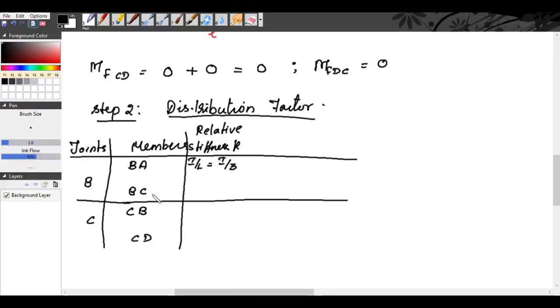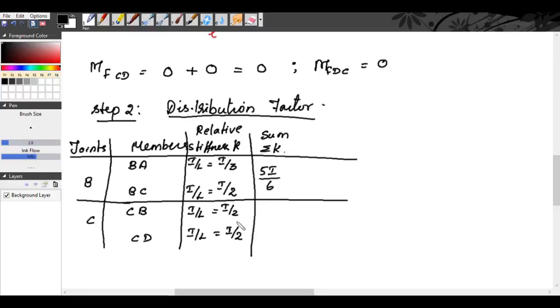Now for BC, it is I by L, so that is equal to I by 2. For CB, everywhere it is fixed, so I by L, I by 2. CD, D is fixed support, so I by L, I by 2. Now we will find the sum, that is sigma K. Adding I by 3 plus I by 2, we get 5I by 6. I by 2 plus I by 2, we get I.